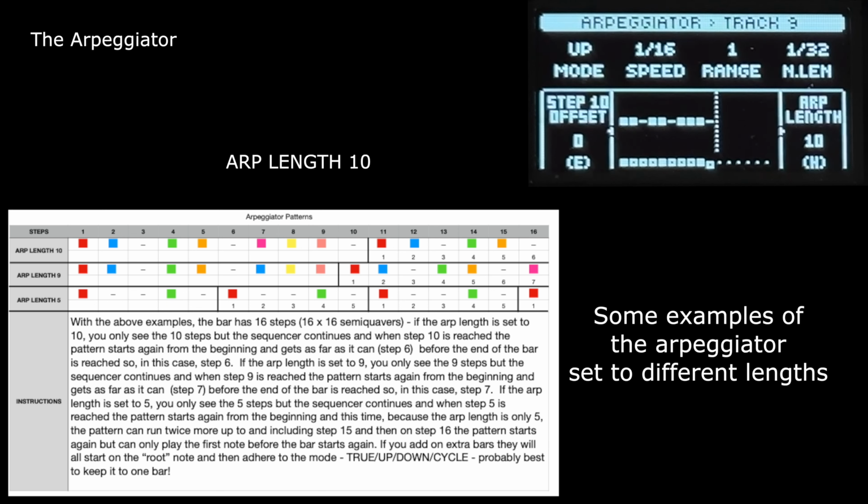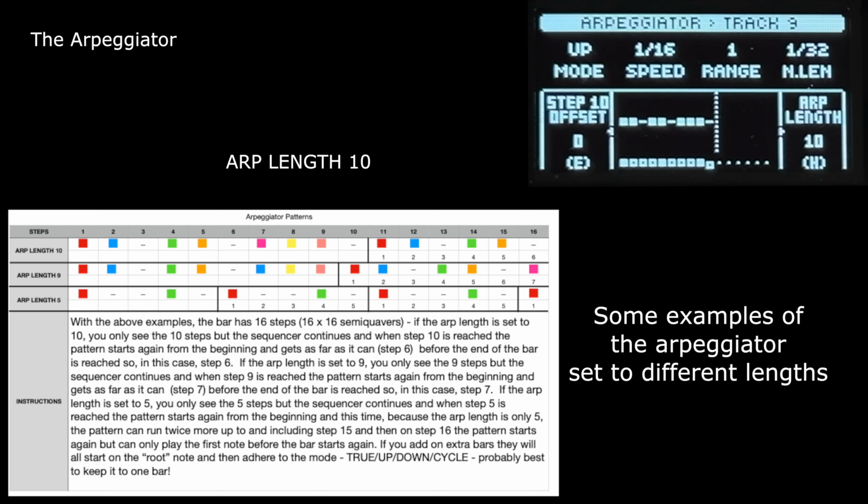It took me quite a while to figure out what's actually happening here. Right, so this is the first one, arp length 10. I've colour coded this. Step 1 is in red, step 2 is in blue, step 4 is in green, 5 is in orange, 7 is in magenta, 8 is in yellow, and 9 is in pink.